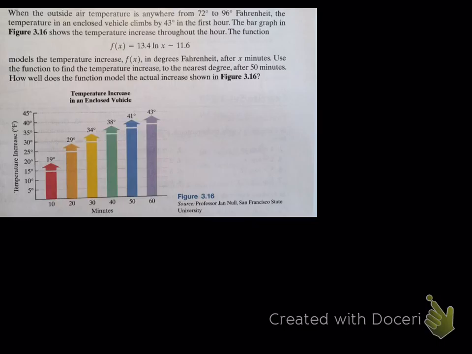So next example, when the outside air temperature is anywhere from 72 degrees to 96 degrees Fahrenheit, the temperature in an enclosed vehicle climbs by 43 degrees in the first hour. The bar graph in figure 3.16 shows the temperature increase throughout the hour. The function f of x equals 13.4 ln x minus 11.6 models the temperature increase f of x in degrees Fahrenheit after x minutes. Use the function to find the temperature increase to the nearest degree after 50 minutes. How well does the function model the actual increase shown in the figure?